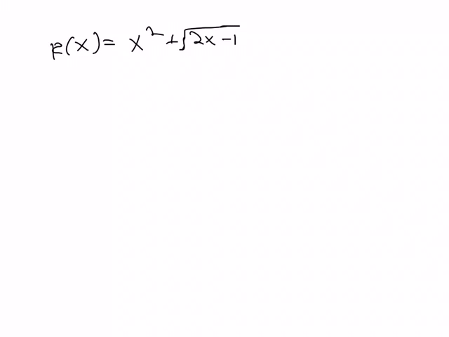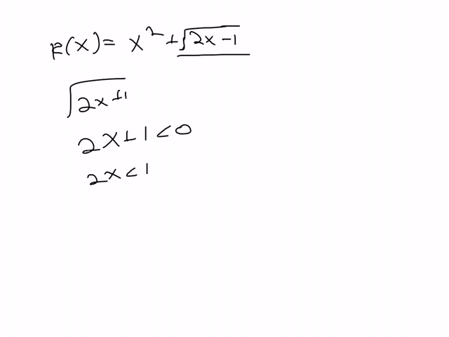So the question is, where is this defined, and where is it continuous? Well, if you have the square root of x, you don't want x to be less than 0. This is not allowed, right? Because then you're going to have a problem, which I just talked about. So when you have the square root of 2x minus 1, you don't want 2x minus 1 to be less than 0. Or in other words, you don't want 2x to be less than 1.